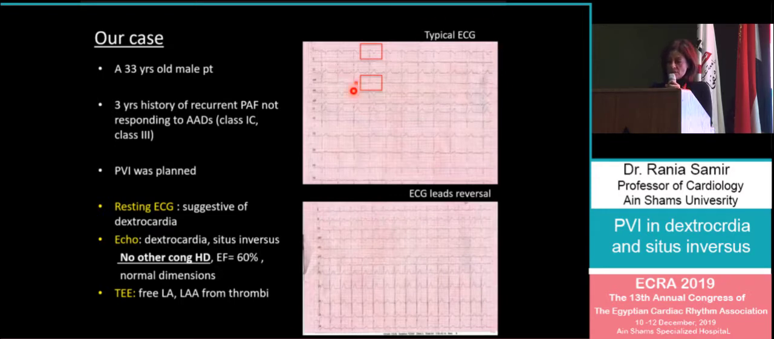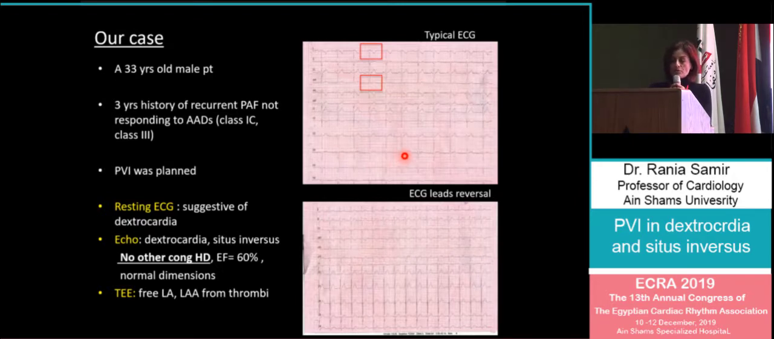His resting ECG, this is the ECG seen in the upper right-hand side. This is his ECG with normally hooked ECG leads. We can see it shows a picture suggestive of dextrocardia. You have a right axis deviation. You have completely negative waves in lead 1 and completely positive waves in aVR with very poor R wave progression, or failure of R wave progression, in the chest leads. That's suggestive of dextrocardia, and when we reversed the ECG leads, it became a completely normal ECG.